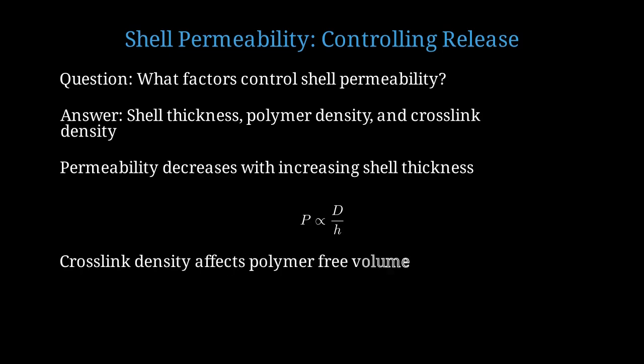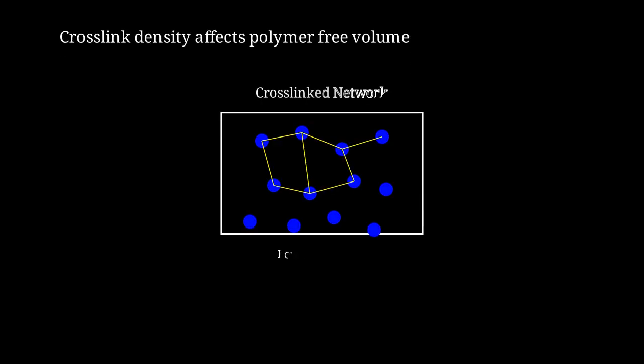Second, higher crosslink density reduces the free volume in the polymer network, making it harder for molecules to diffuse through. This dramatically decreases permeability. Imagine a highly cross-linked polymer network, where the chains are tightly connected. There's very little free space for molecules to squeeze through.